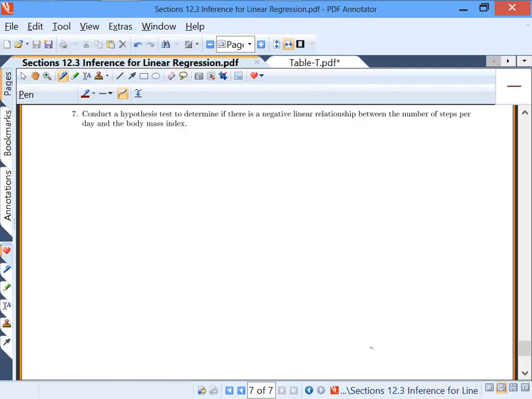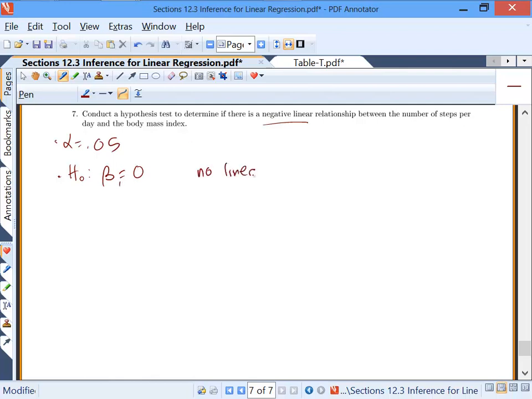So this is our hypothesis test. We want to see if there's a negative linear relationship this time. So pick your alpha, 0.05, and we need our null and alternative hypotheses. Well, our null hypothesis is that the slope is 0, so no linear relationship. And our alternative hypothesis, because we want to see if there's a negative linear relationship, we're going to do a less than.